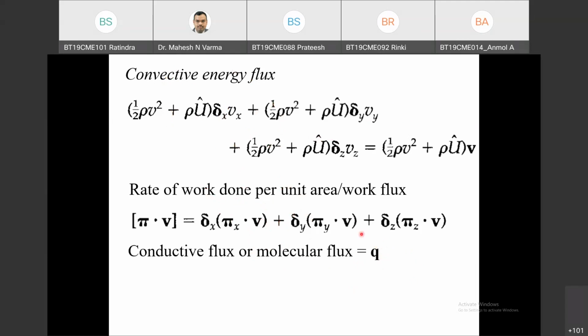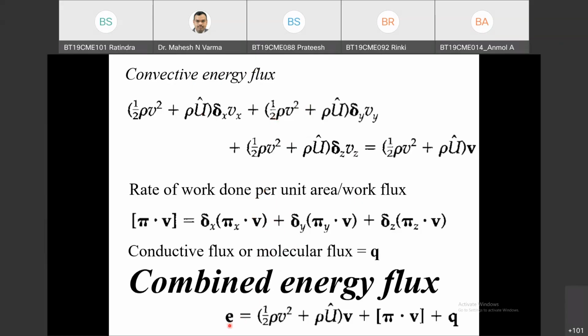So whenever conduction and convection are all together, instead of handling convection, conduction, and the associated work separately, we will handle a combined energy flux. This combined energy flux will be convection plus work associated with molecular transport plus conduction. So hereafter, whenever there is a convection, we will be using this combined energy flux.